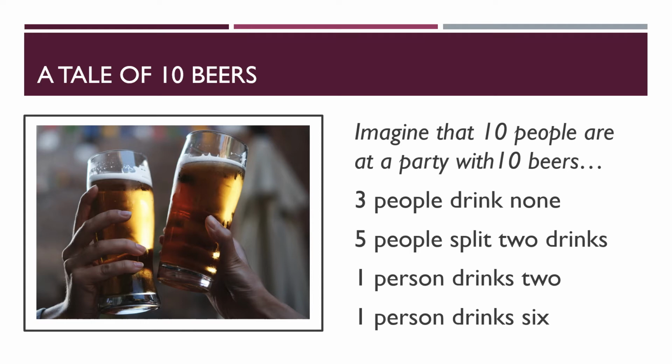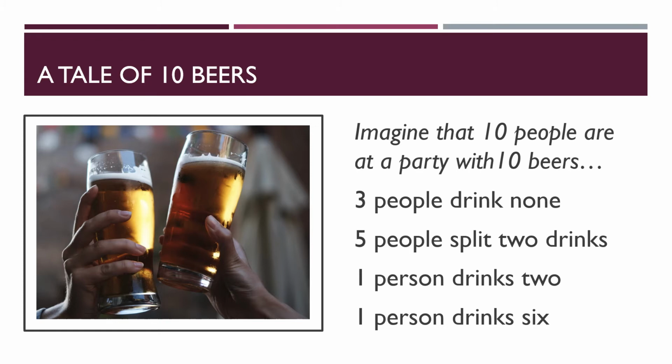And the way these get broken down is as follows. First of all, 3 people at the party stand in a corner together and they have nothing to drink. They drink no beers. So there's 3 people drinking nothing. You have another 5 people who maybe sit at a table together and they split a total of 2 drinks among themselves. So those 5 people have a total of 2 drinks, not 2 each, but a total of 2 between all 5 of them. One person at the party goes off and drinks 2 drinks all by himself. And then the last person takes the final 6 drinks, and she has all 6 drinks by herself.